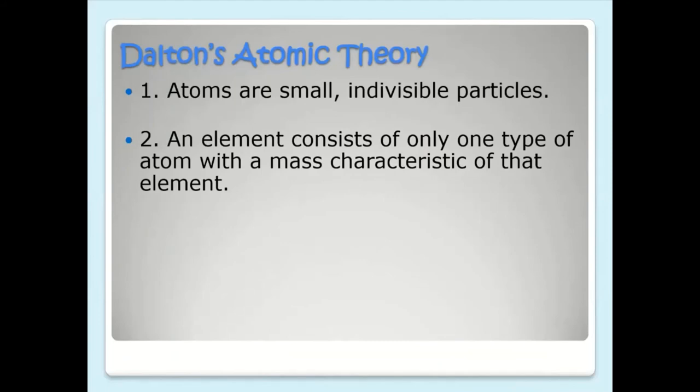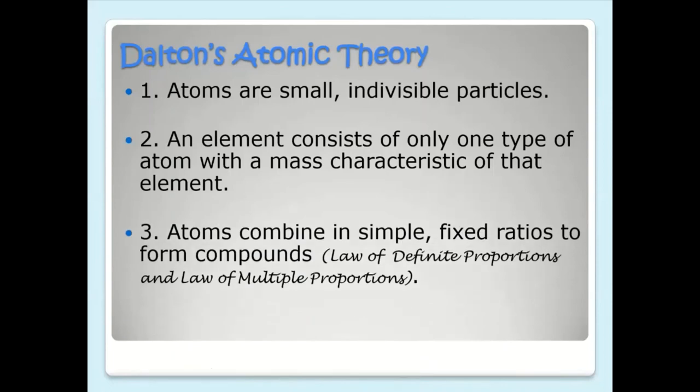Elements are made up of only one type of atom. It's characteristic. So carbon is carbon. We're going to see why in a lecture. And oxygen is oxygen. What makes carbon carbon and oxygen oxygen? He didn't know yet about subatomics. And that atoms combine in simple fixed ratios. He came up with one of these laws, and I always forget which one, and Joseph Proust came up with the other law.